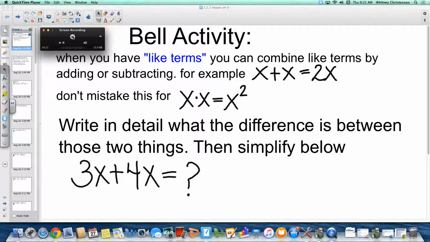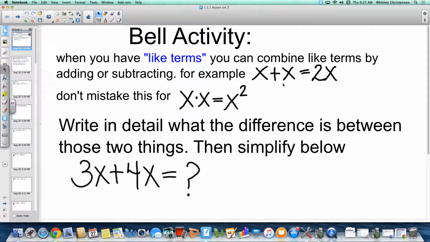Okay, so my question is, what is the difference between x plus x, which is equal to 2x, and x times x, which is equal to x squared? It's a pretty straightforward answer. I pretty much just said it. There's an addition sign here, and there's a multiplication sign here. Do those answers look different? They are totally different. So we have to be really, really careful to be able to switch back and forth in our mind of which one is which, okay?